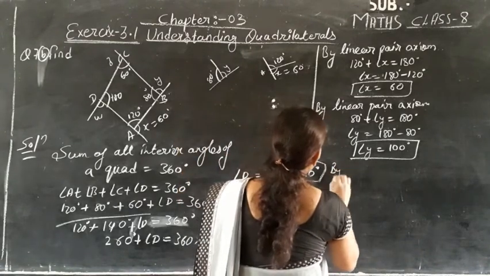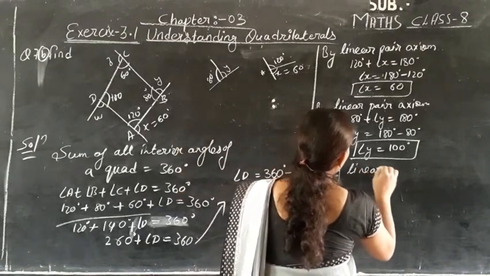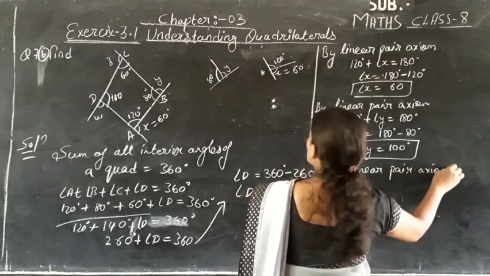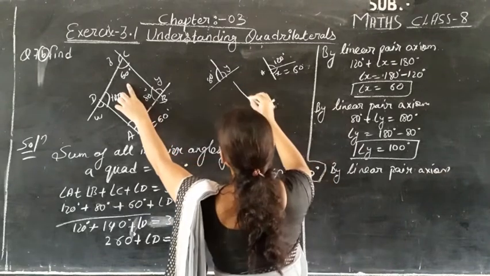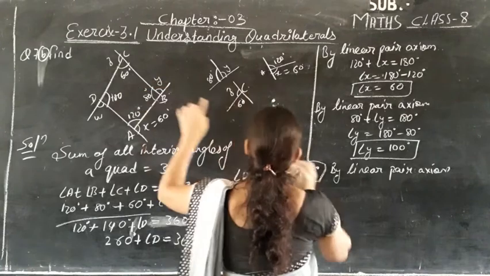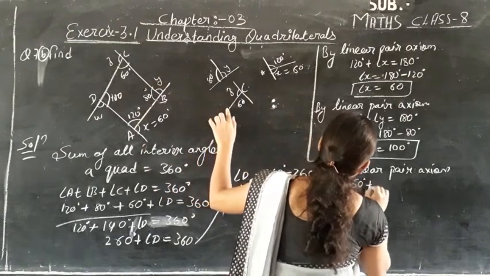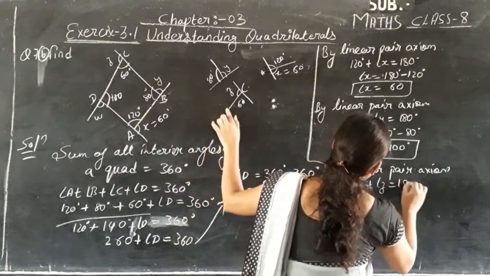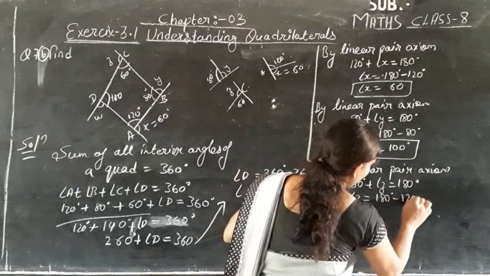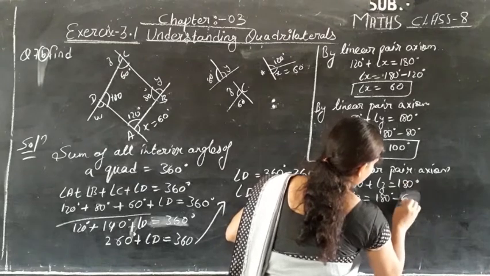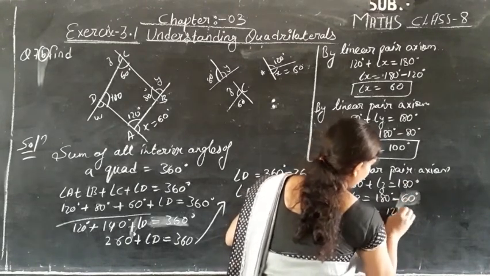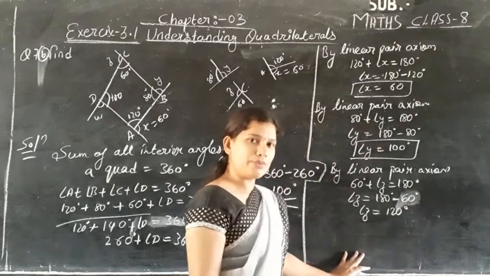Value of z. So by the linear pair axiom, here is the linear pair axiom. This one is the 60, this is the z part. So 60 degree plus angle z is equal to 180 degree. Angle z is equal to 180 minus 60 degree, isn't it? So angle z is equal to how much? 120. Have you understood up to here?